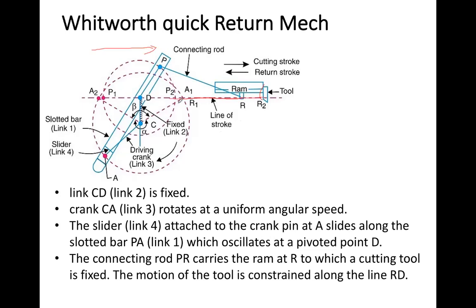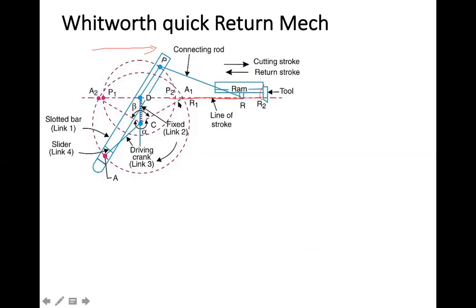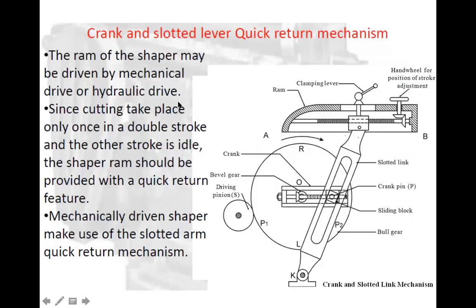It is one of the inversions of the four-bar linkage. So does anybody have any questions on the Whitworth quick return mechanism? These two, please practice. This diagram.